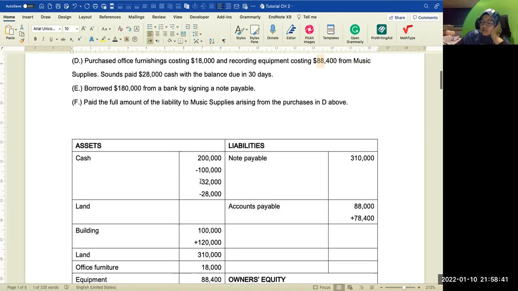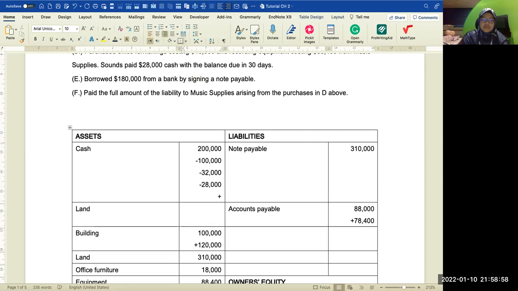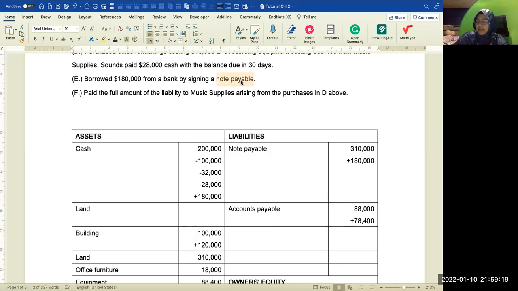Yes. Okay, let's have Alia, E. Since it is borrowed from a bank, we're going to have cash plus 180,000. Very good. And then we will have another 180,000 in note payable. How do you know it's a note payable? Because it's stated in the question. All right, very good.